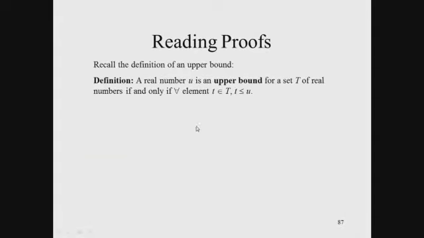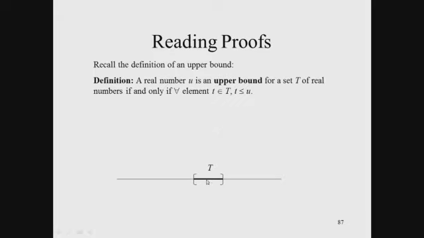Okay. Again, as an exercise, what I'd like us to try and do now is learn to read a condensed proof by explaining this condensed proof as a sequence of applications of the proof techniques. So again, let me remind you of the definition of an upper bound. A real number U is an upper bound for a set T of real numbers, if and only if for every element T in T, T is less than or equal to U.